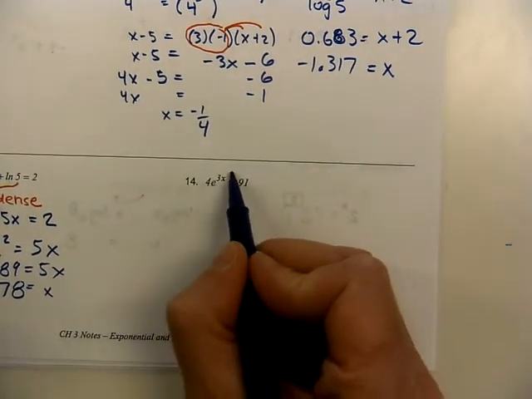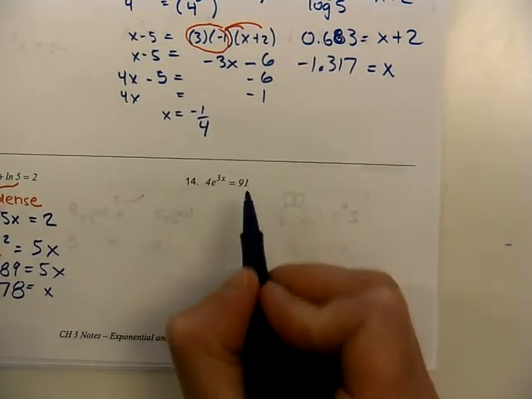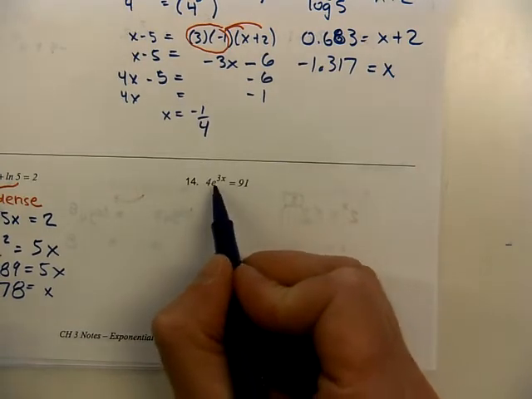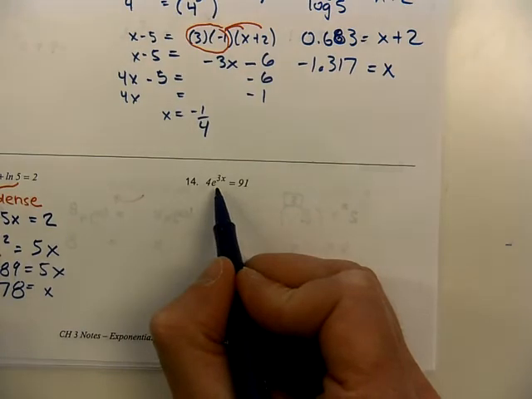This is our exponential form. I have a base of e. I have a base of 91. Again, I cannot make the bases the same. So we need to turn it into a logarithm. But I can't do that just yet.